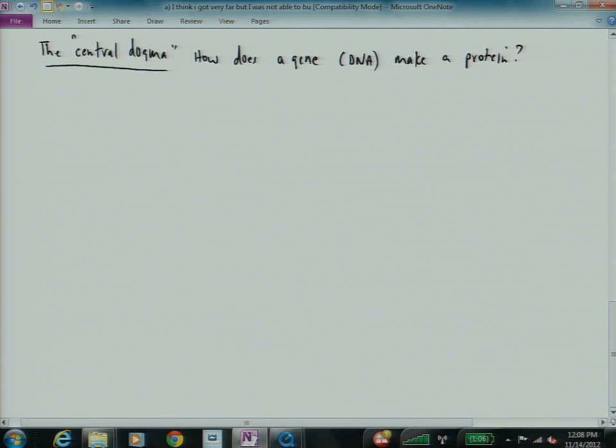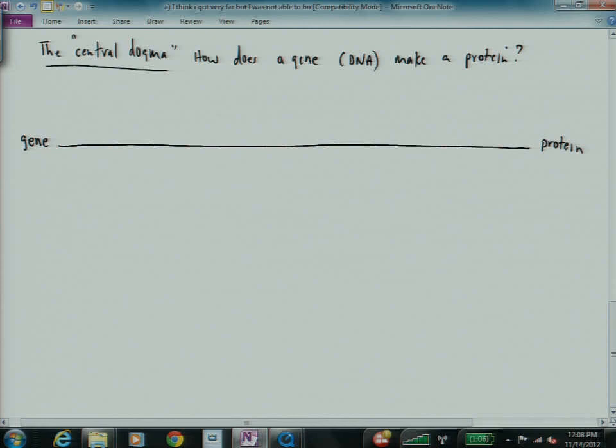So you've got a gene. You start with a gene, and you end up with a protein. And this is information flow. That is copying and translation, but not chemical conversion. So I want to be really clear about this.